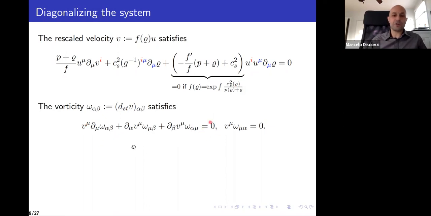And then a calculation shows the vorticity satisfies this evolution equation, which is a transport type of equation for the vorticity. Okay. Now you can also show with the definition that the vorticity is actually orthogonal to the velocity. So you have this orthogonality condition, and you can use it to re-express this equation as an equation involving only the spatial components of the vorticity. That's because, as I said before, you want to deal only with the spatial components of the velocity. So you want to write everything in terms of only the spatial components, and you can do that using the orthogonality of the vorticity and the velocity.